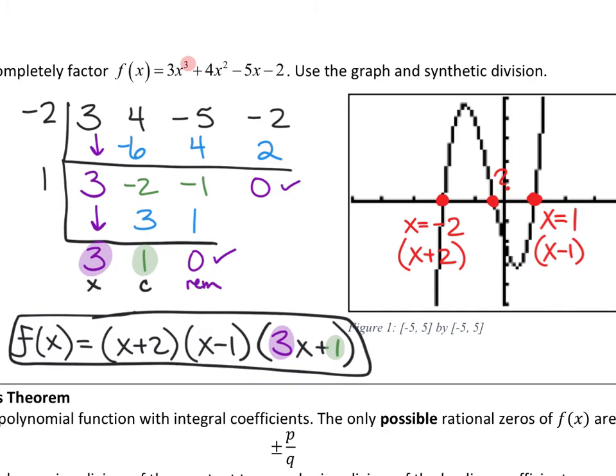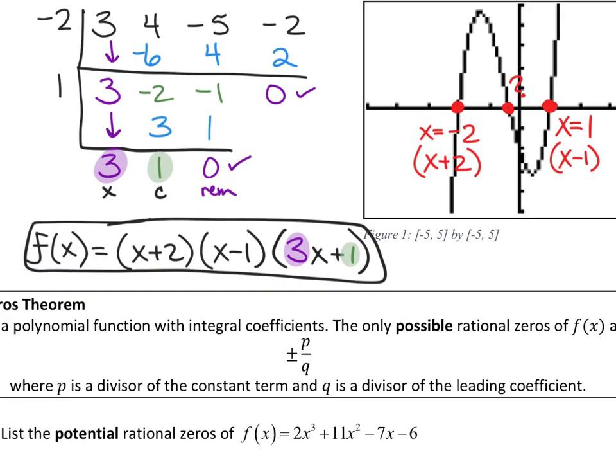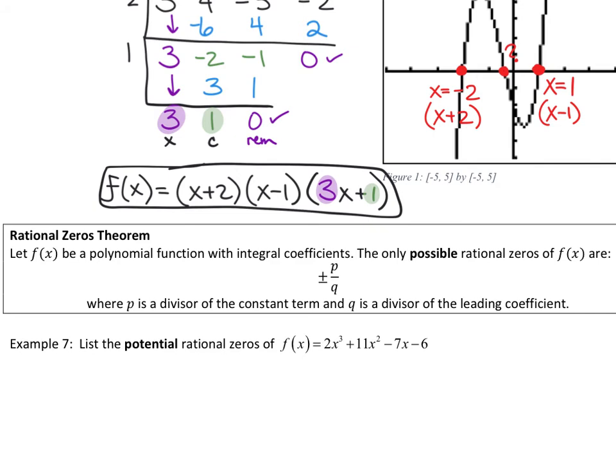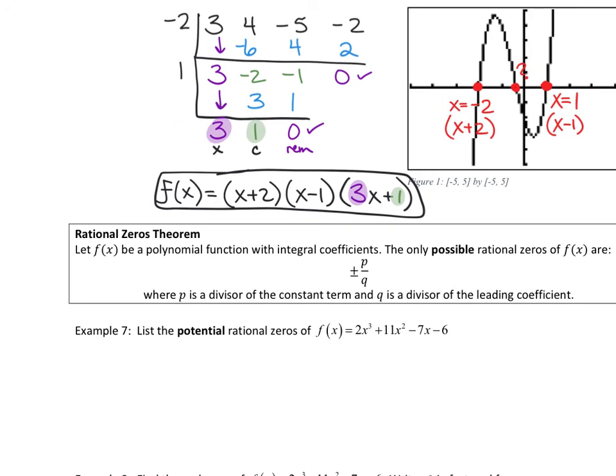So let's say we were going to do another question and we weren't given a graph. So we have no idea where to start thinking for these zeros to be. Luckily, we have something called the rational zeros theorem that helps me find all of the potential zeros for my function.